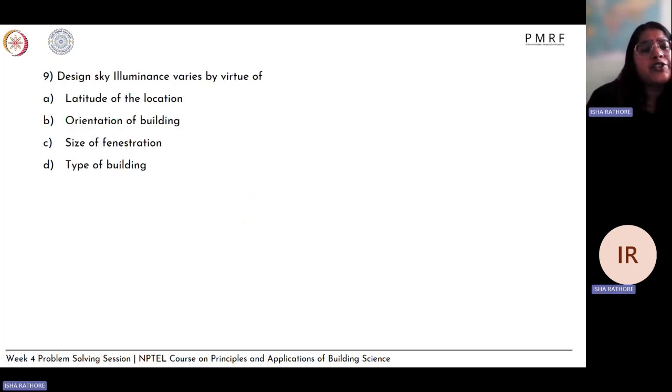So moving on to question 9. Design sky luminance varies by virtue of A, latitude of the location, B, orientation of building, C, size of fenestration, or D, type of building.